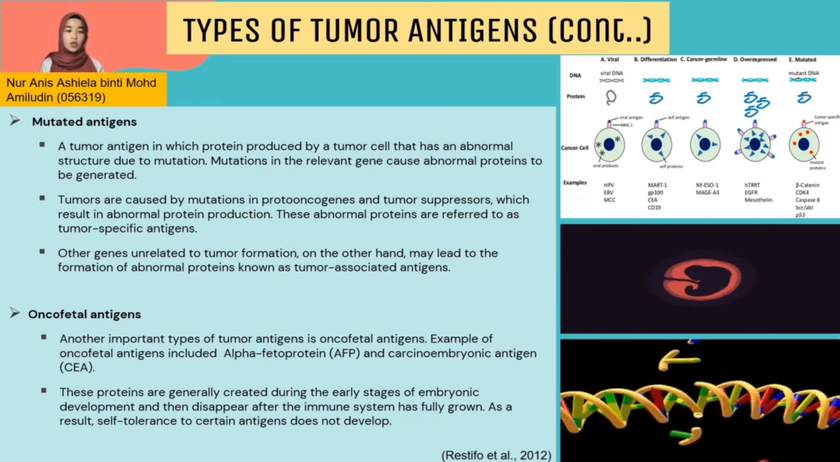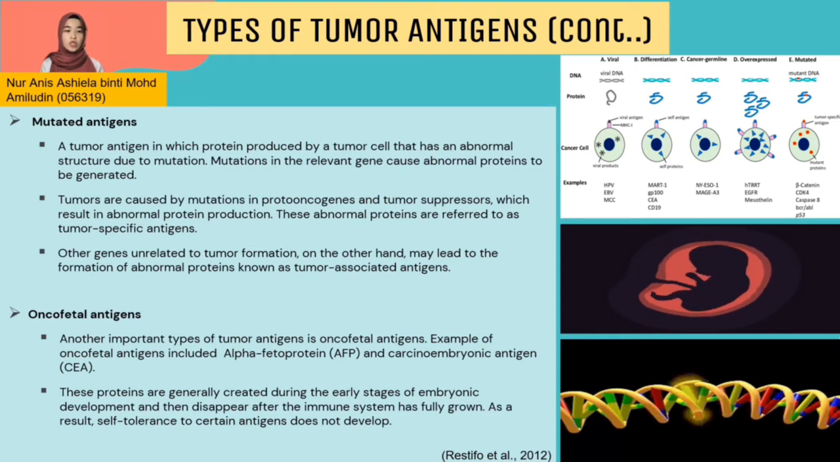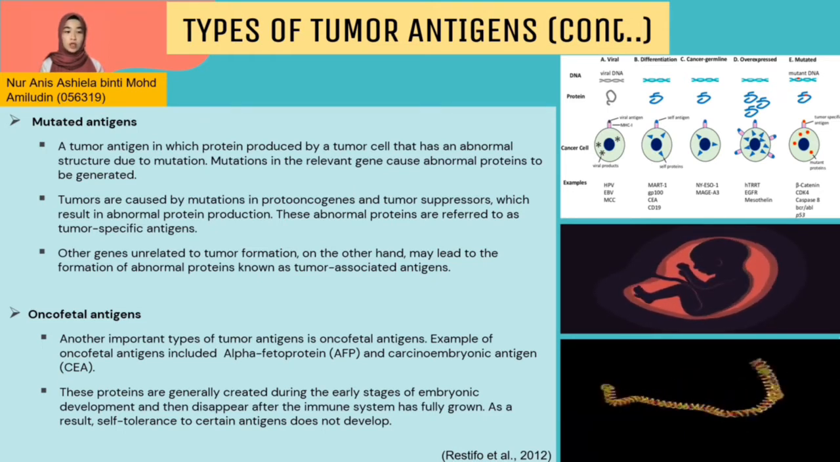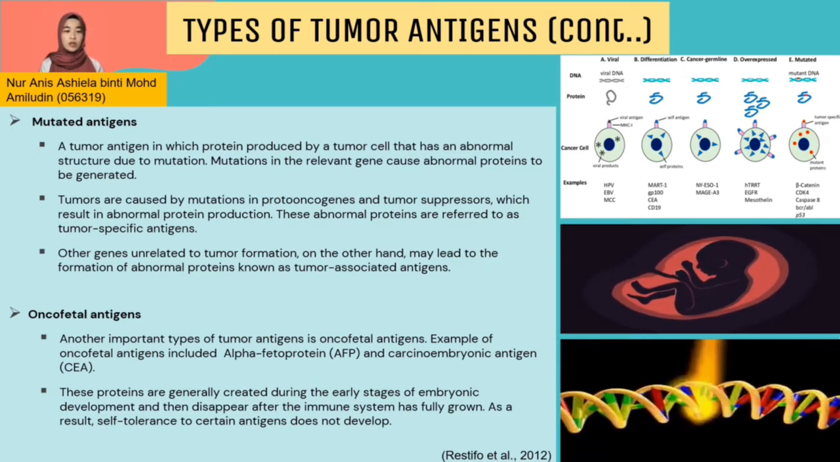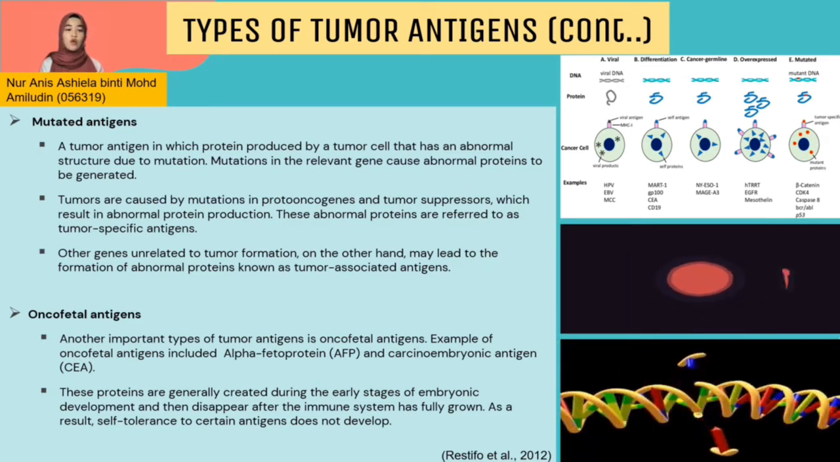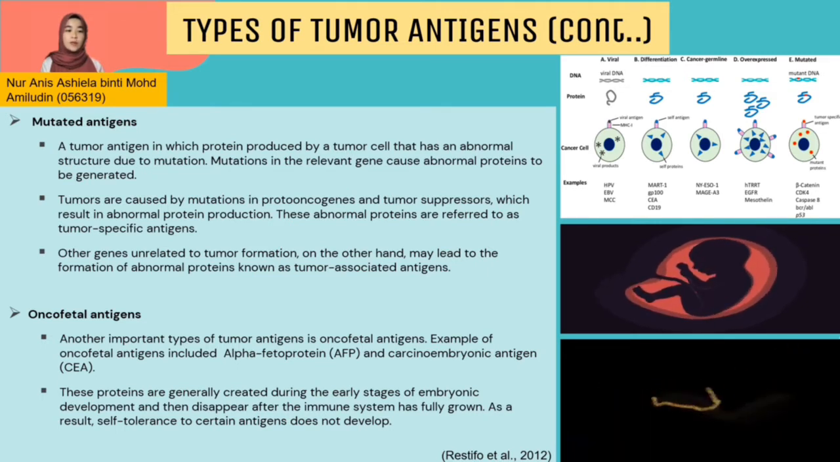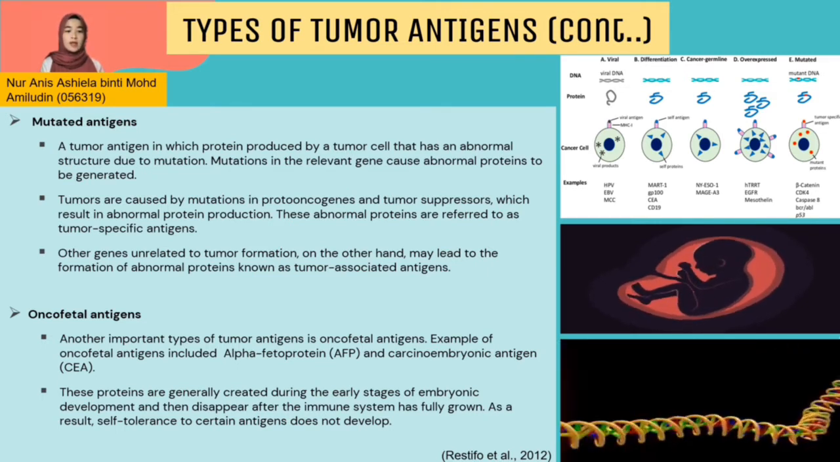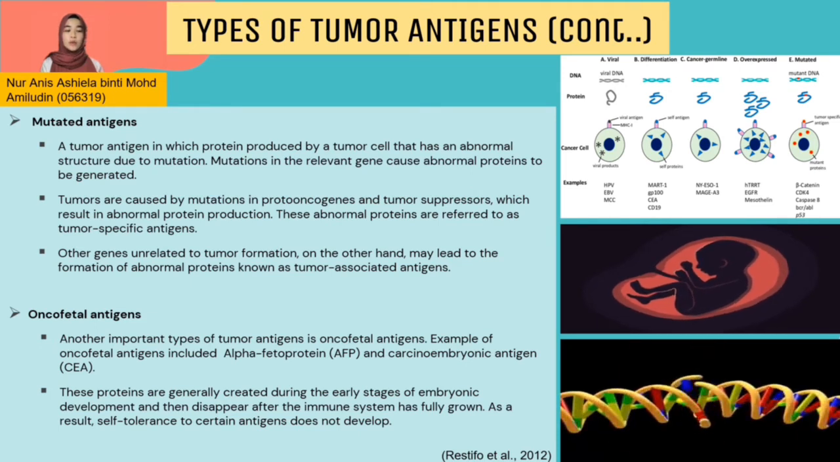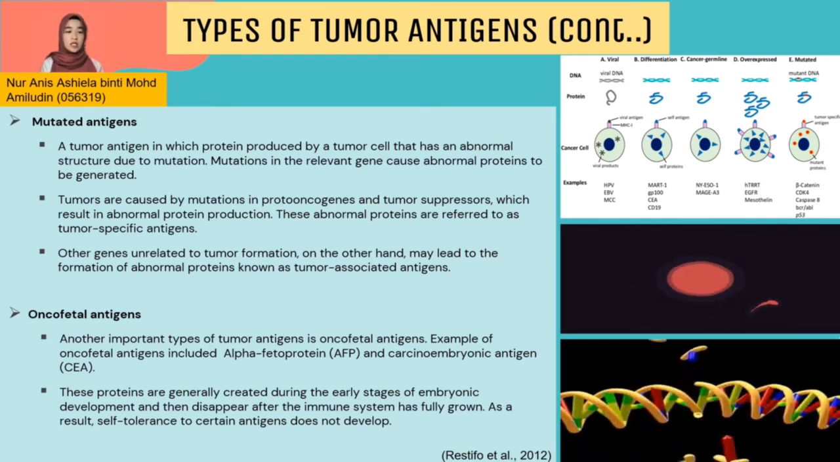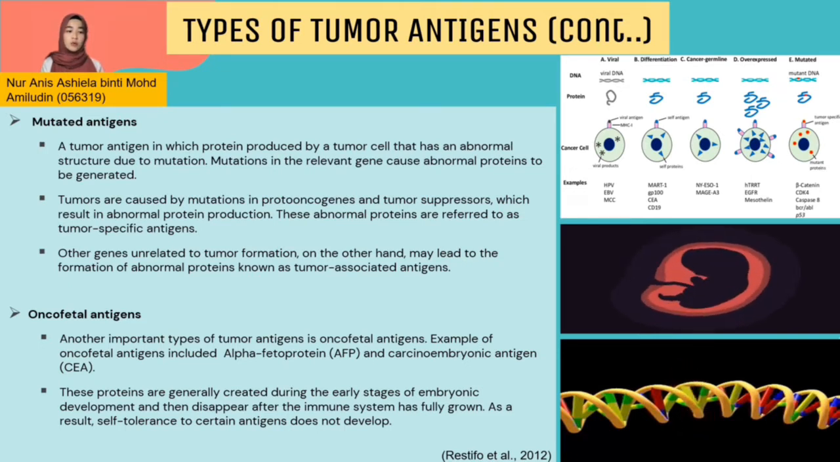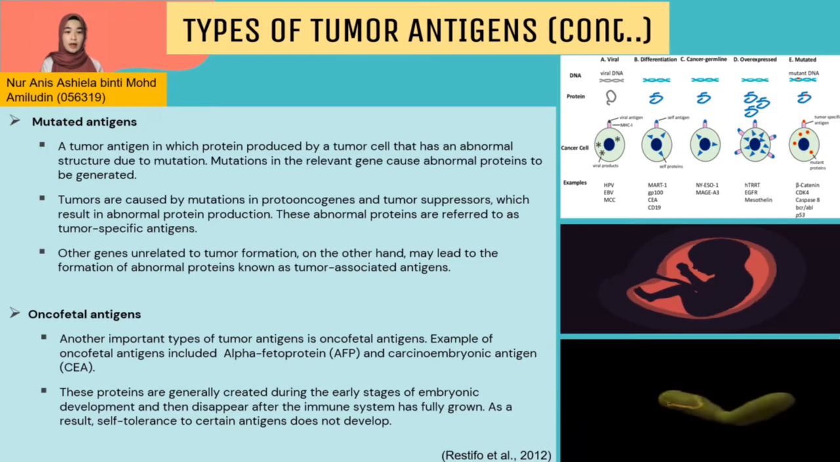Other genes unrelated to tumor formation, on the other hand, may lead to the formation of abnormal protein, known as tumor-associated antigen. Next is oncofetal antigen. Oncofetal antigens are another important type of tumor antigen. Examples of oncofetal antigen include alpha-fetoprotein and carcinoembryonic antigen. These proteins are generally created during the early stage of embryonic development and then disappear after the immune system has fully grown. As a result, self-tolerance to certain antigens does not develop. However, oncofetal antigen may appear due to the derepression of genes that were only expressed early in life.